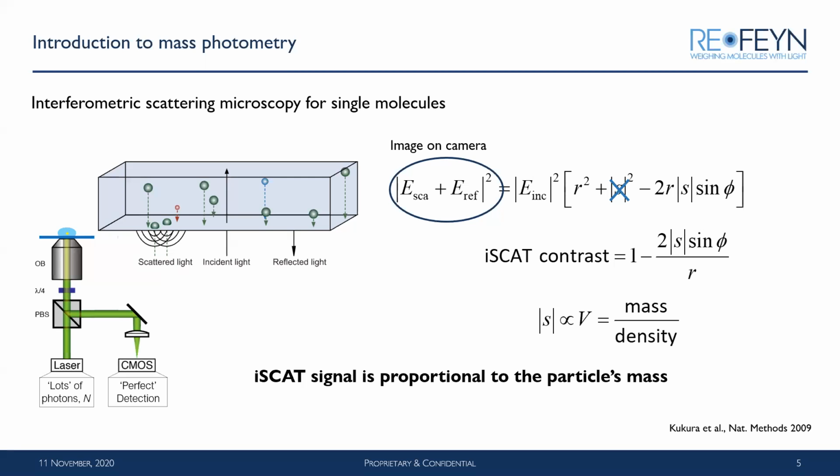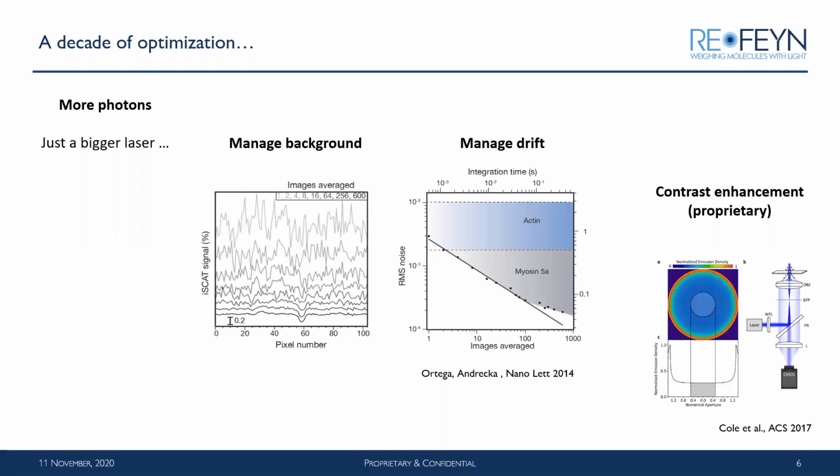And this is quite strong, and it was already realized almost 10 years ago. However, it took a decade of optimization of the technique in order to really observe and quantify the mass of small molecules, of the small proteins. And here are some of the milestones along this decade of optimization. The simplest one is basically taking more laser. You have more photons, so you can quantify the signal better.